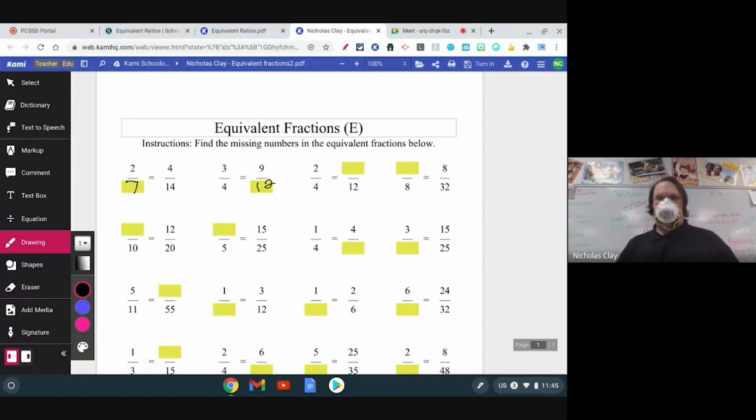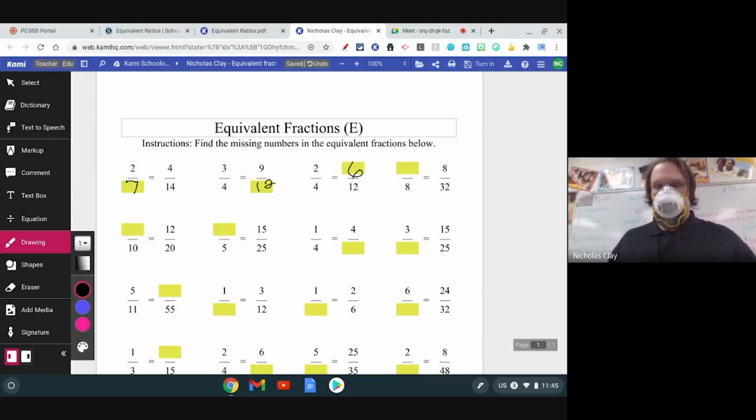So Emily, what times 4 gives me 12? 3. And if I multiply the bottom times 3, I got to multiply the top by 3, and 2 times 3 is 6. So 2/4 is equivalent to 6/12.